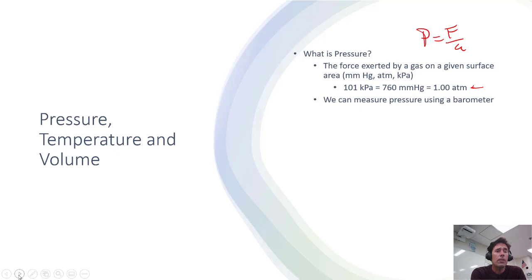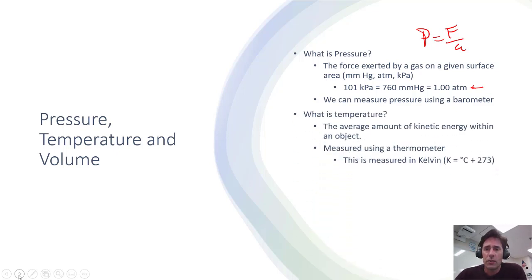Okay. The other thing we need to know about is temperature. What is it? Well, it's the average amount of kinetic energy within an object. And we measure that using a thermometer. In particular, for gases, we always want to measure our temperature in the unit of Kelvin. The reason is that Kelvin is an absolute temperature scale, meaning there are no negative numbers. The coldest temperature for Kelvin is 0 Kelvin. Everything else is positive.